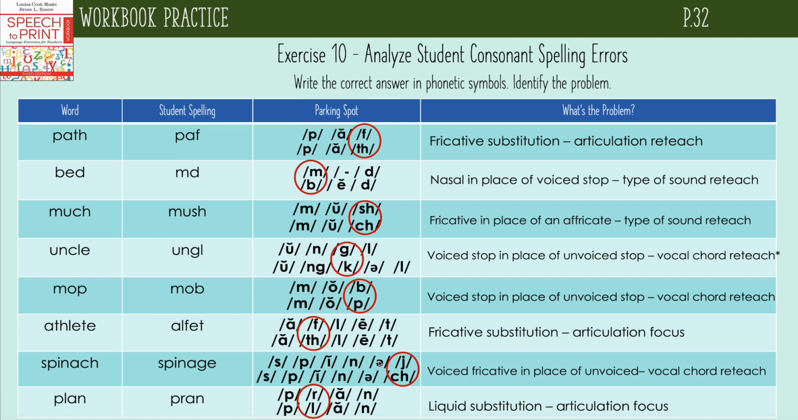So each one of these spelling errors is focused on their phonological and phonemic understanding of words. Can they pull apart those sounds, and when they pull apart those sounds, can they isolate those distinctive features of those sounds?